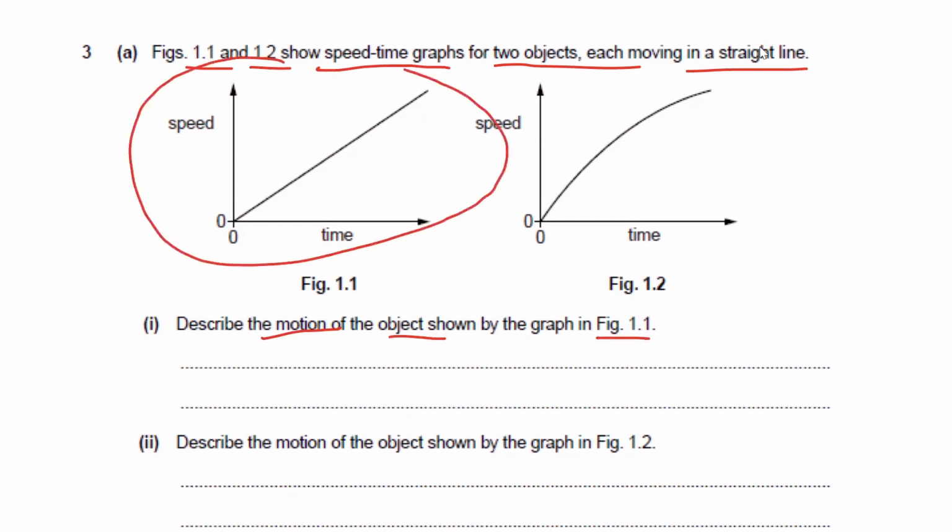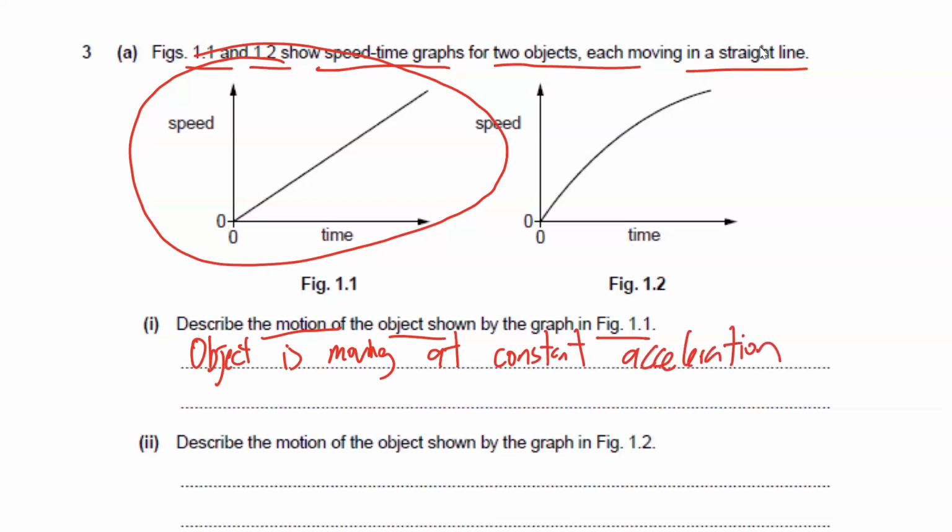How do I describe the motion here? Olivia, what do you write? Good. The object is moving at constant acceleration. Okay, this is the first thing I'm going to write because you can clearly see that the gradient is constant, right? Otherwise known as constant acceleration.